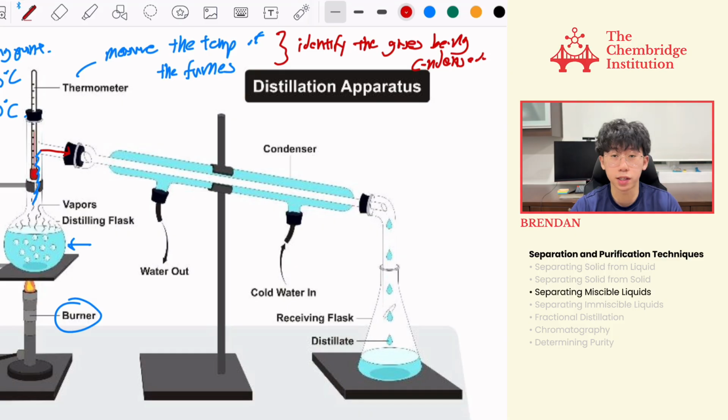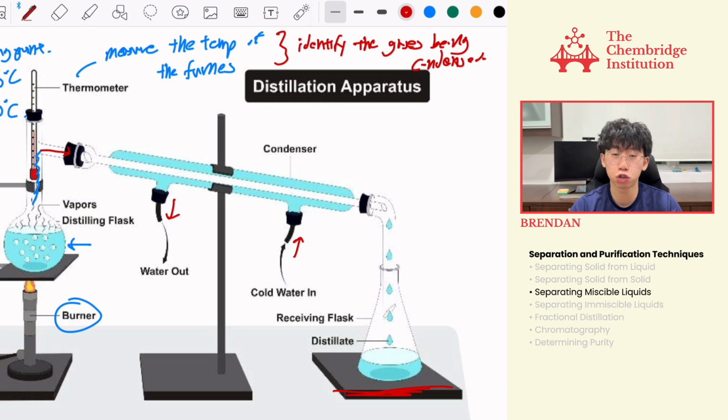The majority of liquid A, for example, is going to pass through and go to the condenser, and that's where it will condense the liquid, and it will collect it into a conical flask over here on the right side. Some things to take note is that your condenser has cold water that goes in from the bottom and comes out at the top over here.